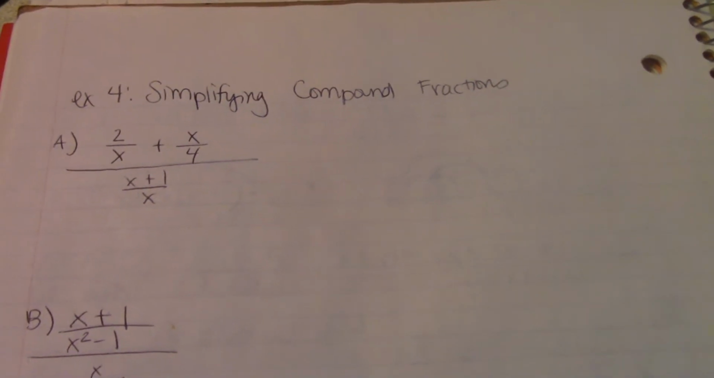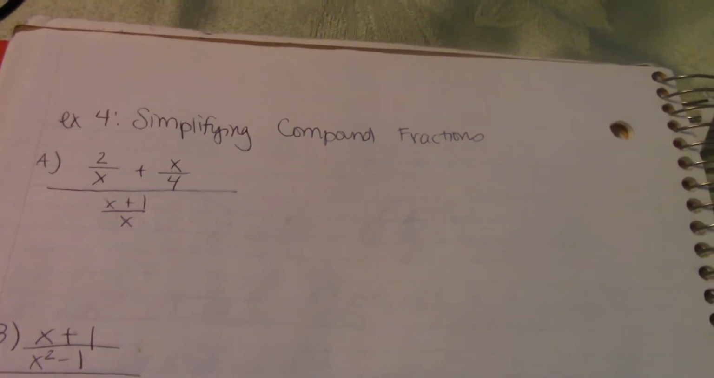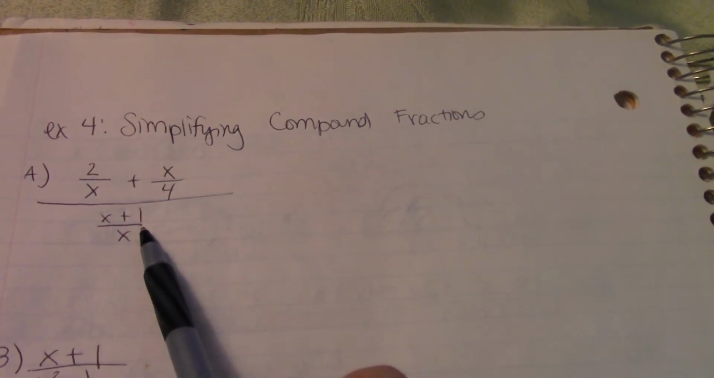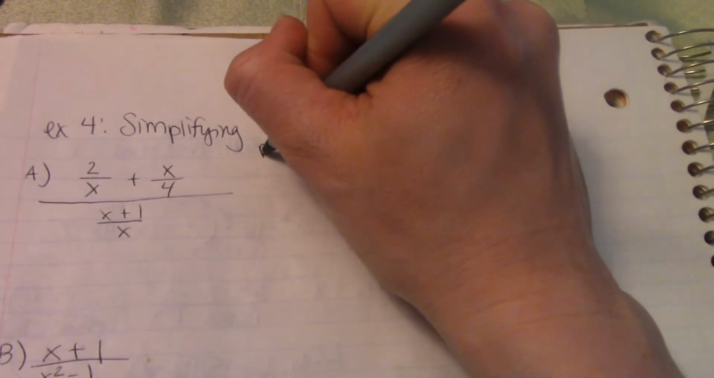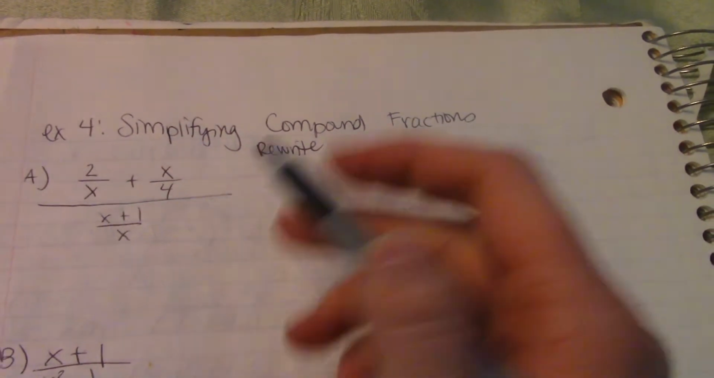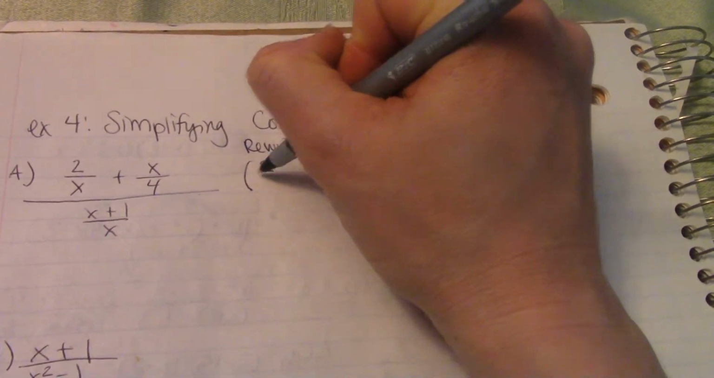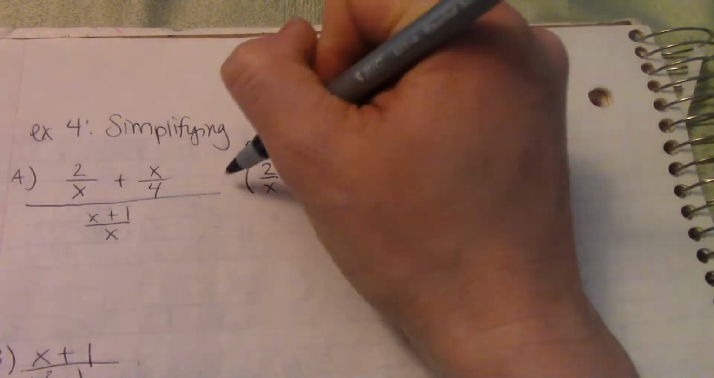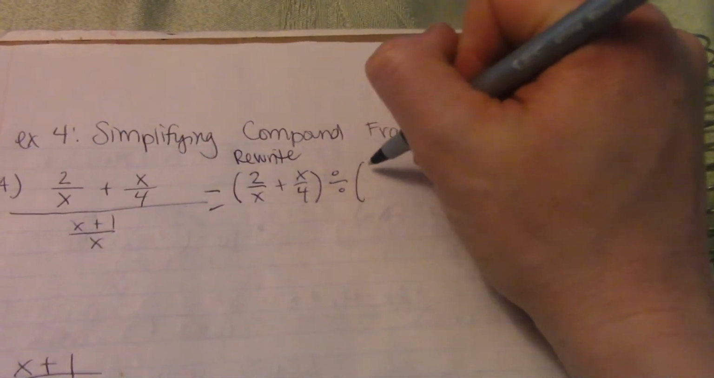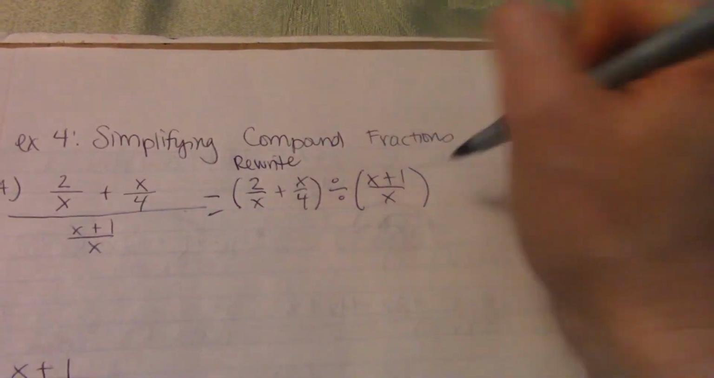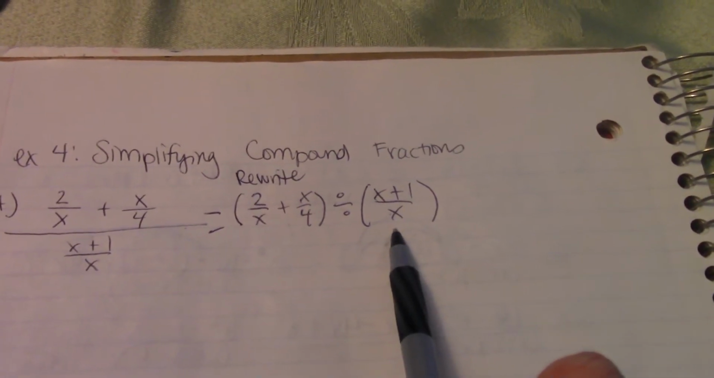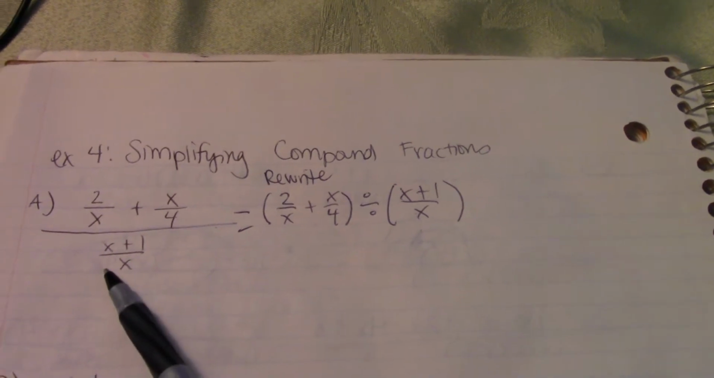Example 4, simplifying compound fractions. The first thing I want you to do, you see a fraction inside of a big fraction, is rewrite it so it looks nicer. Remember that this fraction line is just division. So we're going to have 2 over x plus x over 4, divided by x plus 1 over x. This looks like something a little bit more manageable than having this big fraction.